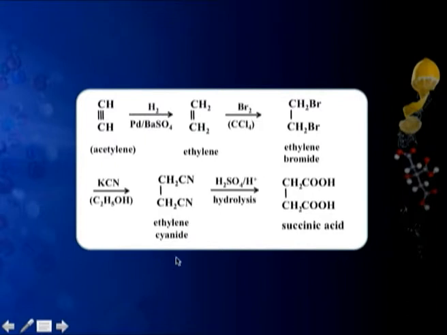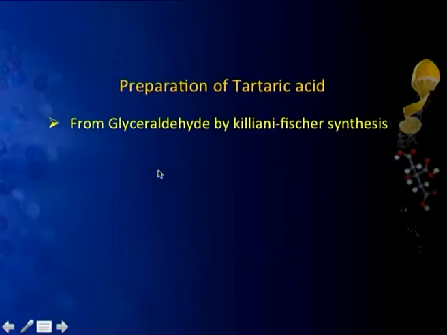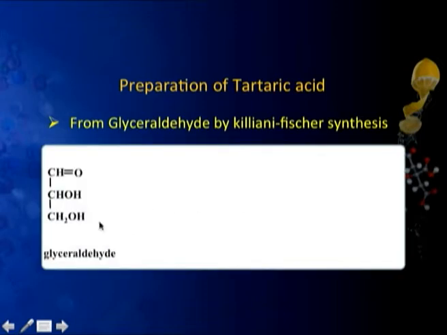When one functional group is related to another functional group during conversions, these types of reactions are very helpful. Then another method for the preparation of tartaric acid is from glyceraldehyde by a reaction called Kiliani-Fischer synthesis. Kiliani-Fischer synthesis is a very important reaction and is used in stepping up the series, that is one carbon is increased by this reaction, and it is used in carbohydrate chemistry mainly. But here glyceraldehyde can be used for the synthesis of tartaric acid using this reaction.